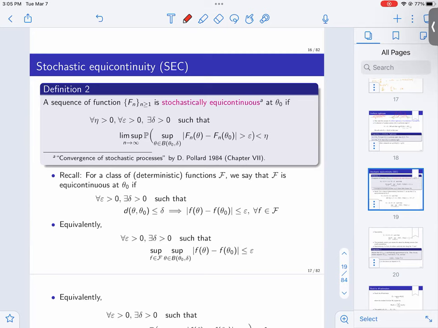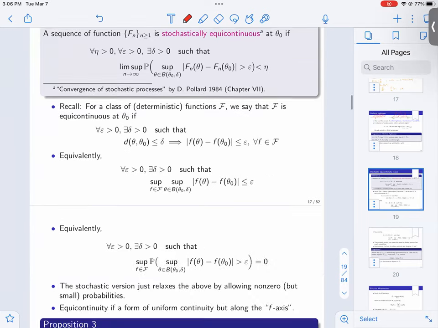F theta is close to F theta naught, and this holds for all functions there. If you ignore this, it's just the usual continuity of the function. What this is saying is that for every epsilon, I can choose a single delta, a delta such that if I restrict my neighborhood.